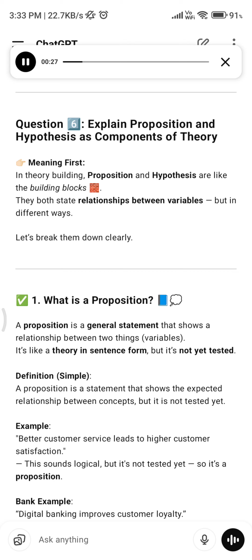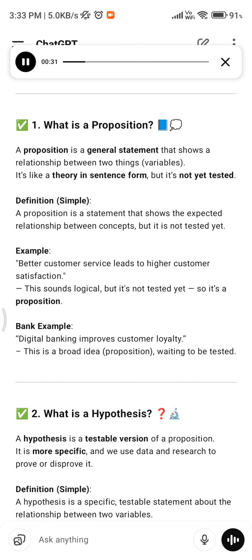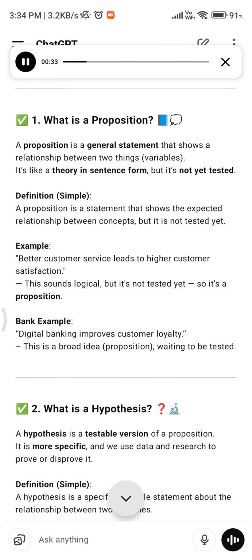1. What is a proposition? A proposition is a general statement that shows a relationship between two things, variables. It's like a theory in sentence form, but it's not yet tested. Definition: a proposition is a statement that shows the expected relationship between concepts, but it is not tested yet. Example: better customer service leads to higher customer satisfaction. This sounds logical, but it's not tested yet.